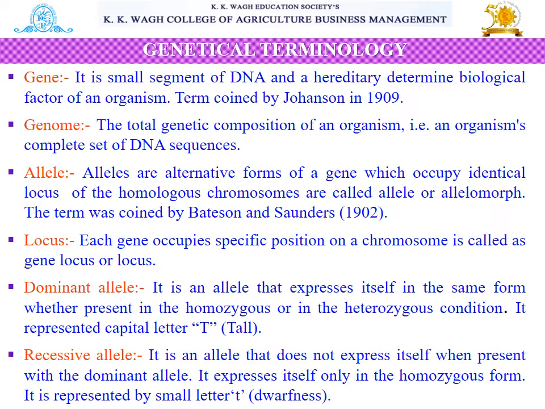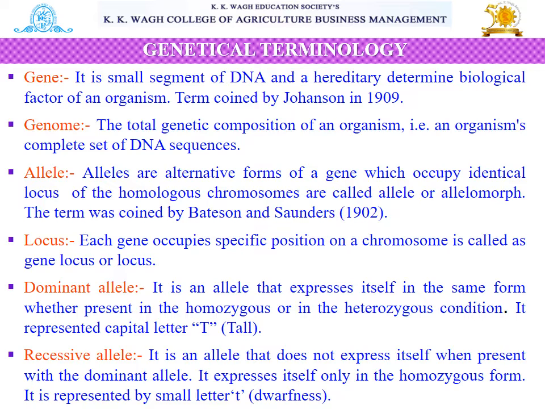Then next terminology is locus. What is meant by locus? Each gene occupies a specific position on a chromosome, known as gene locus or loci. Then next one is dominant allele. What is meant by dominant allele? The allele that expresses itself in the same form, whether present in the homozygous or in the heterozygous condition, and it is represented by capital letter T, for example, tall plant as a capital T.